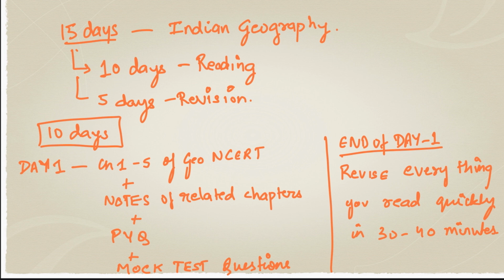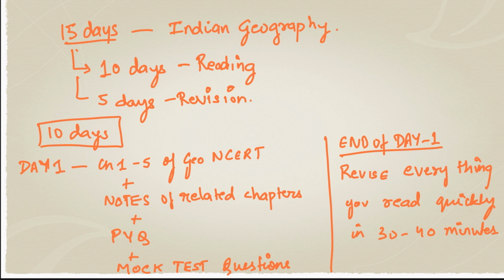Now let us see how the organized revision would look. Say for the next 15 days you will be reading Indian geography. You will divide these 15 days into 10 days and 5 days. For the first 10 days you will be reading the Indian geography part, and in the last 5 days you will be doing the revision. In the 15 days you have covered the macroscopic weekly targets, and now we'll come to the daily targets.